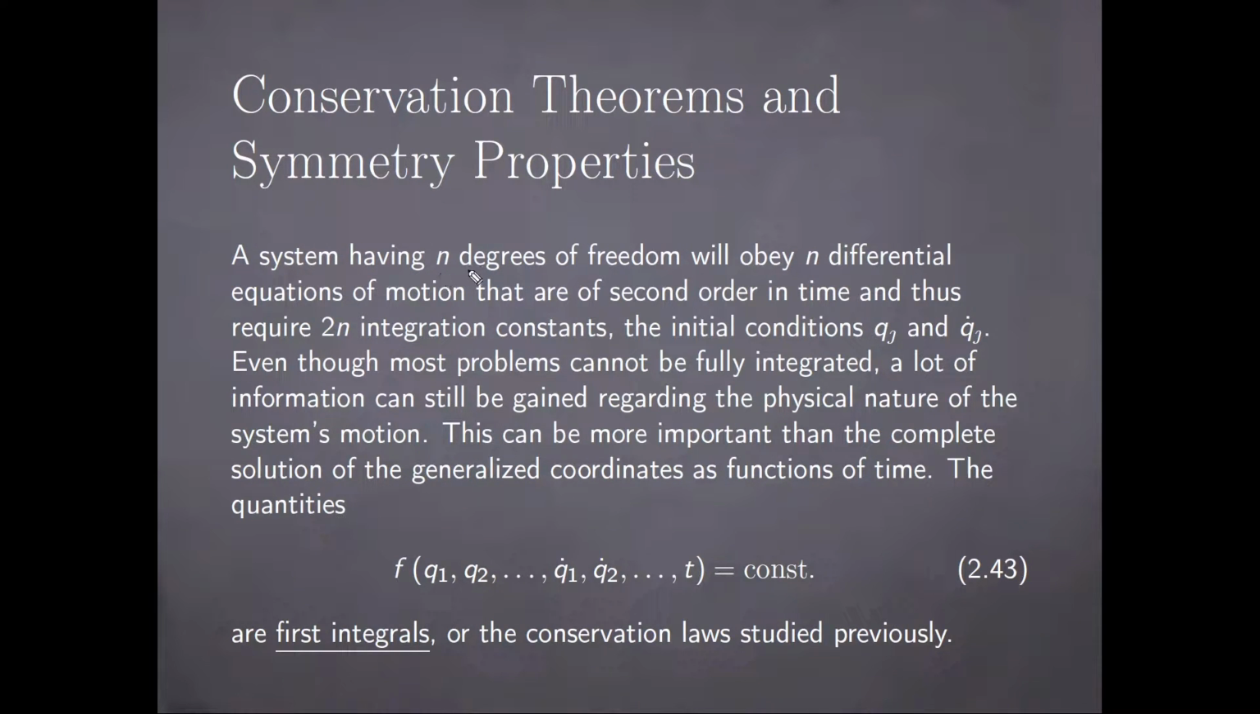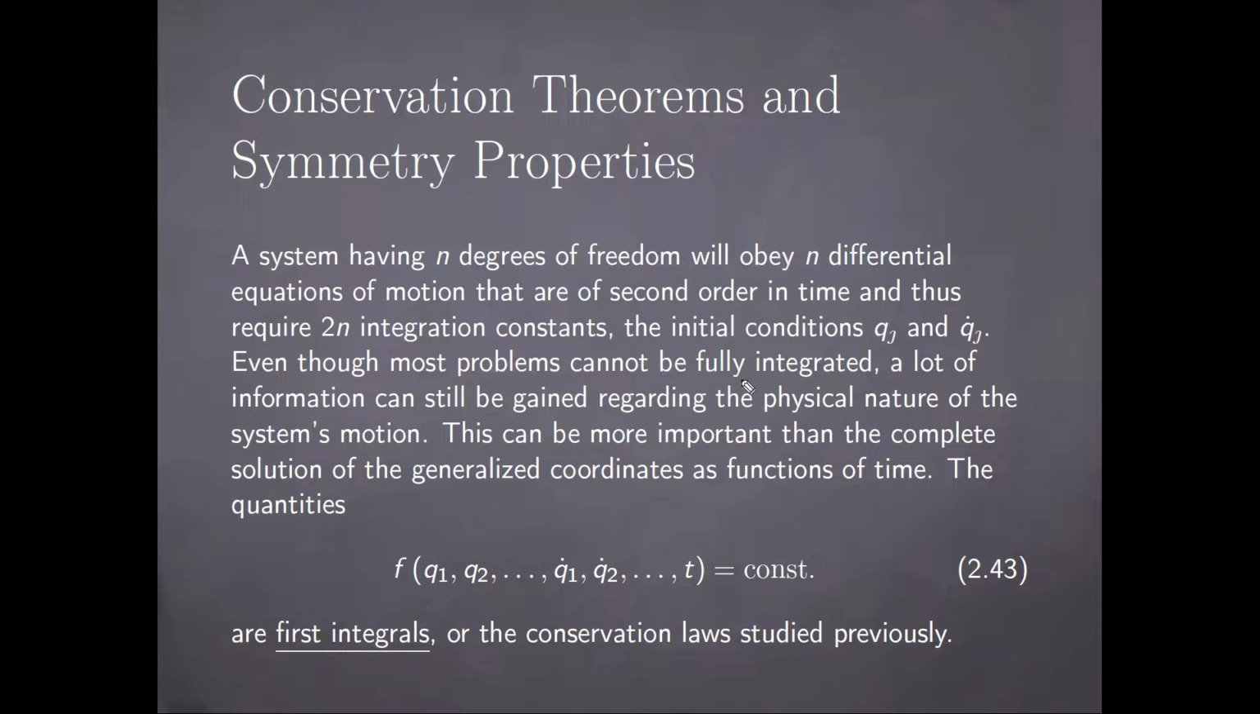A system having n degrees of freedom will obey n differential equations of motion that are of second order in time and thus require 2n integration constants, which are the initial conditions qj and their derivatives with respect to time. So the initial conditions are the values of the generalized coordinates and respectively the values of the generalized velocities at the initial time.